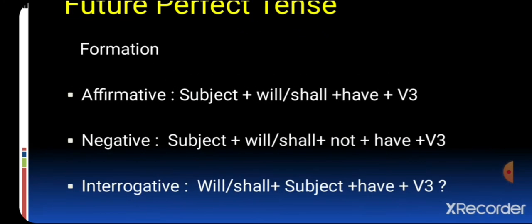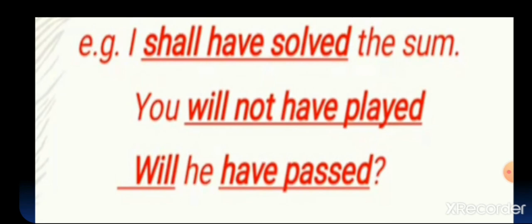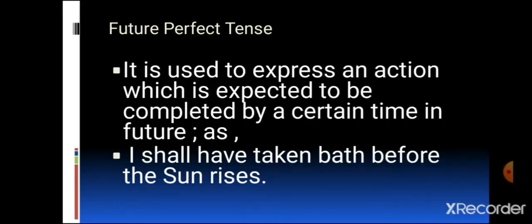Now students, let's move on to the future perfect tense. So students, first of all, let's discuss the formation. To form affirmative sentences, students use subject, then will or shall, then have, then verb's third form. Then students, to form negative sentence, first of all use subject, then will or shall, then not plus have plus verb's third form. Then to form interrogative sentences, will and shall is placed before the subject, then have, then third form of the verb. For example, I shall have solved this sum. You will not have played.